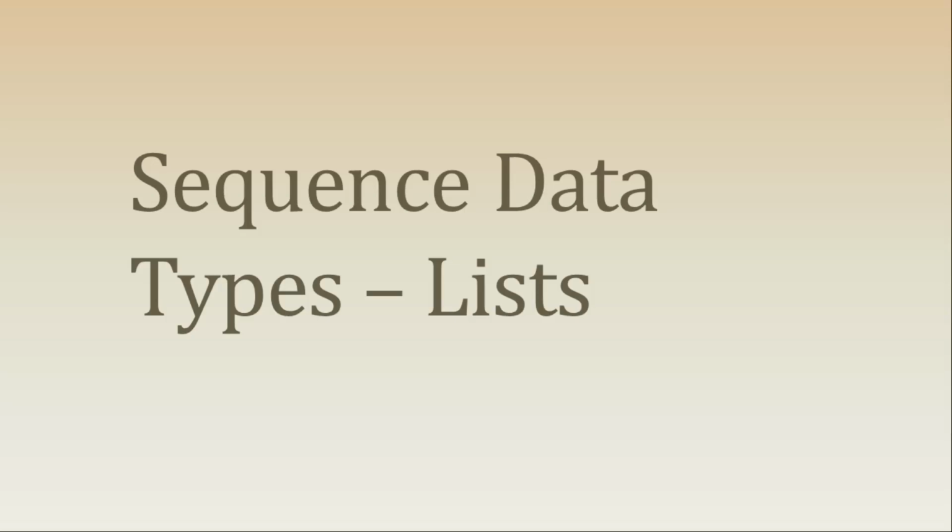This is the fifth video in the series Python programming. In this video we are going to get into sequence data types. The first sequence data type is list. So let's see what a list is.